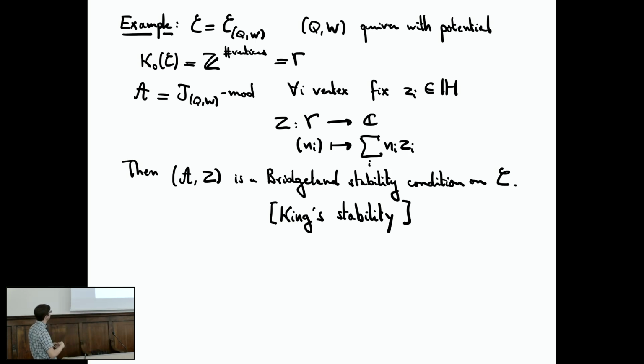So here, this Z simply takes a dimension vector Ni and sends it to the linear combination of the Ni Zi. And because all the Ni are non-negative, because they are dimensions, if the object is nonzero, then you get this condition. And so you can easily check that this heart with Z is an example of a Bridgeland stability condition on this category. And on the abelian part, it reduces to an older and classical notion of stability for quiver representations called King's stability. And I will come back much more to this example tomorrow.